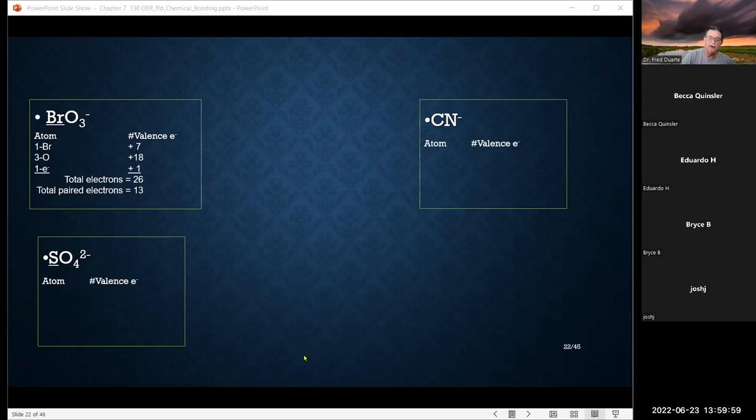or 13 pair. Now, once that is done, you can very quickly draw the structure, no different than before. The bromine, notice, is not the bromide, but the bromine is a central atom. Then we have 3 oxygens around it. So we can quickly bond 3 oxygens through the bromine. So that took care of 3. So we got 10 pair to work with.